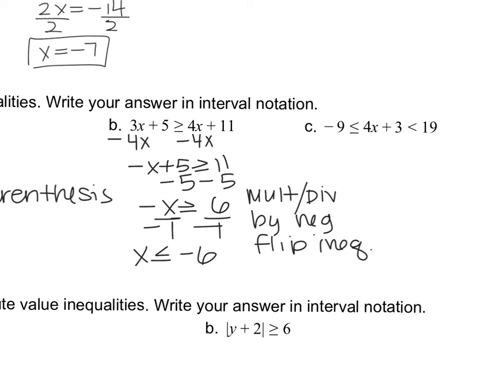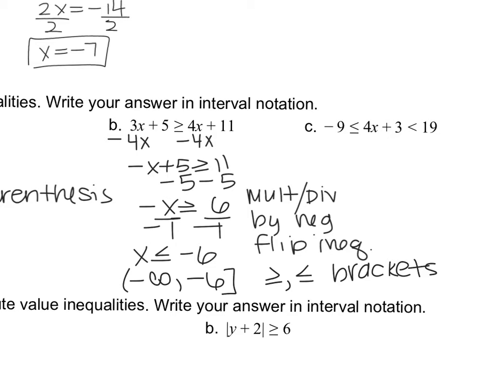So similar to A, where we had x less than 6, for x less than or equal to negative 6, anytime you have a greater than or equal to or a less than or equal to, you're going to have brackets for your interval. So I'm going to have parenthesis, negative infinity, comma, negative 6, and I'm going to put a bracket with the negative 6. Anytime you have an infinity or a negative infinity, you always have to put parentheses with it.